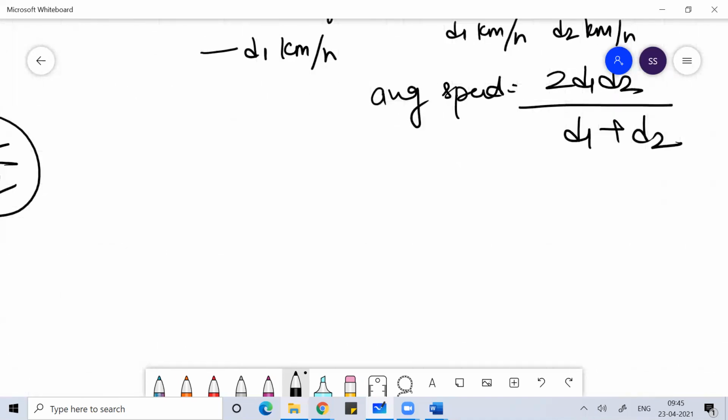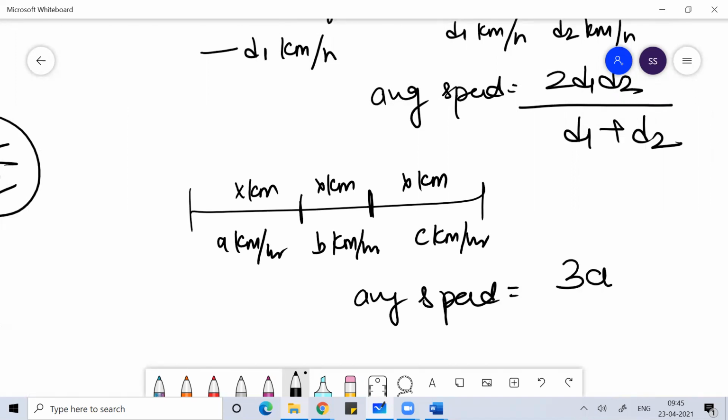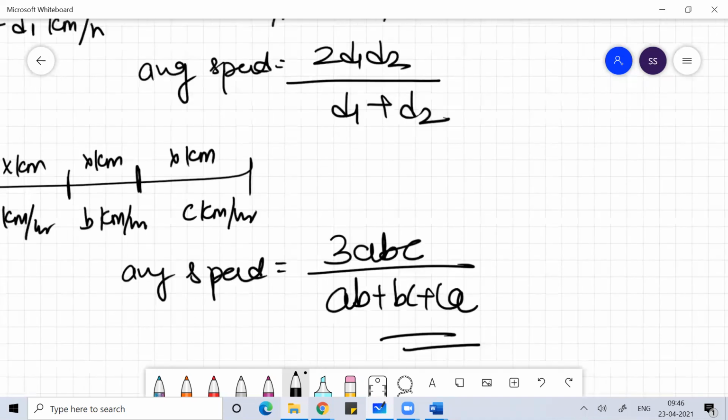Imagine if I give you three speeds. Suppose this is x kilometers, this is x kilometers, this is x kilometers, and suppose this is a kilometers per hour, this is b kilometers per hour, this is c kilometers per hour. So the three distances are all the same. What is your average speed? Your average speed here will be 3abc divided by ab plus bc plus ca. You can use this harmonic mean logic only when the distance is the same. So when the intervals of distance are the same, you can directly find average speed using the concept of harmonic mean. I hope you understood this.